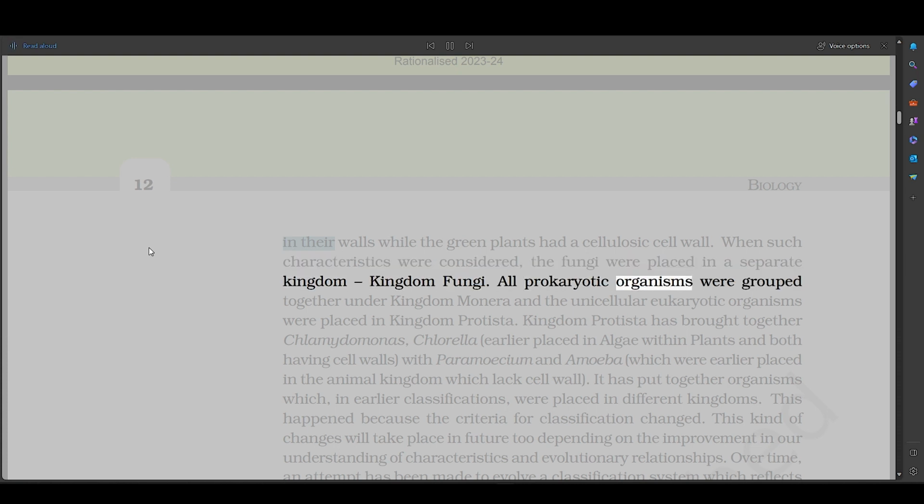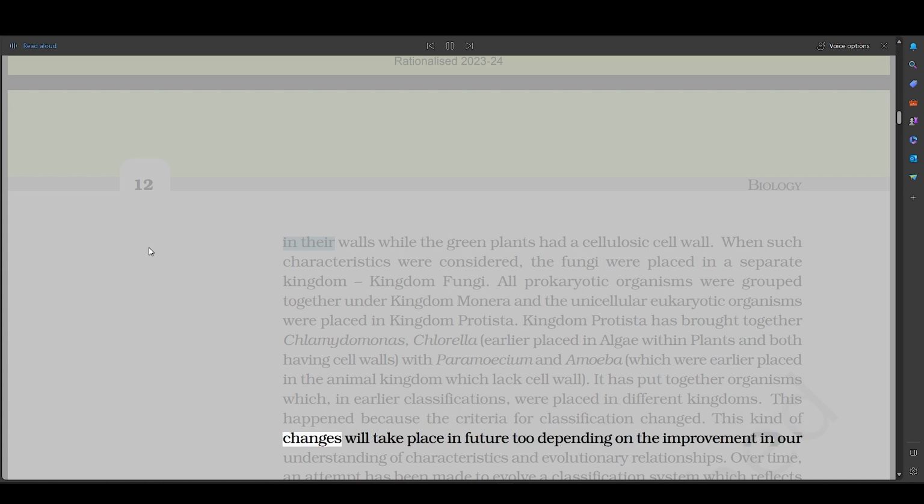All prokaryotic organisms were grouped together under kingdom Monera, and the unicellular eukaryotic organisms were placed in kingdom Protista. Kingdom Protista has brought together Chlamydomonas and Chlorella, earlier placed in algae within plants and both having cell walls, with Paramecium and Amoeba, which were earlier placed in the animal kingdom and which lack cell wall. It has put together organisms which, in earlier classifications, were placed in different kingdoms. This happened because the criteria for classification changed.